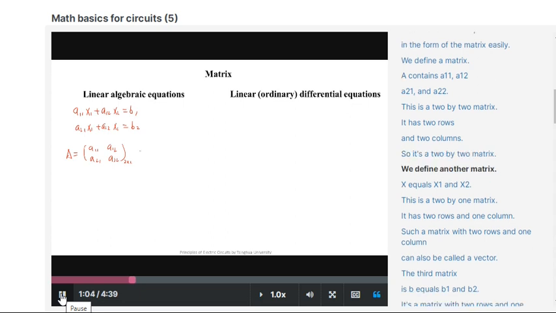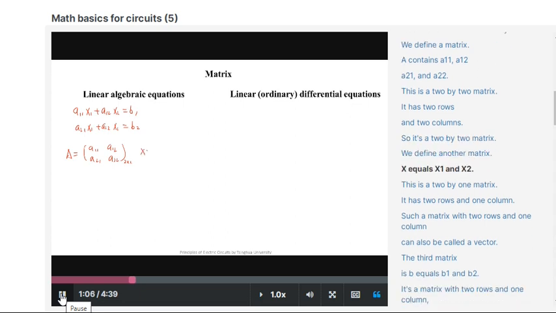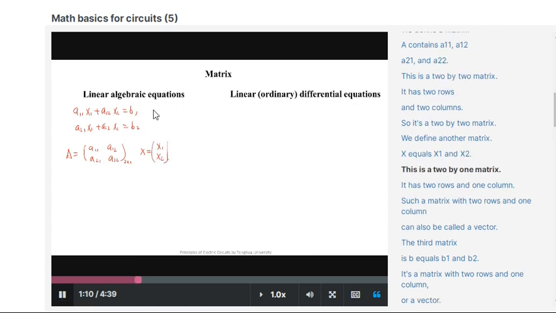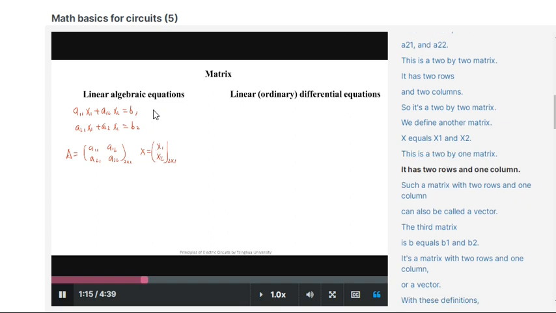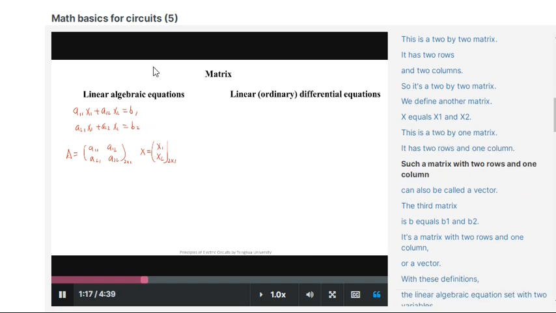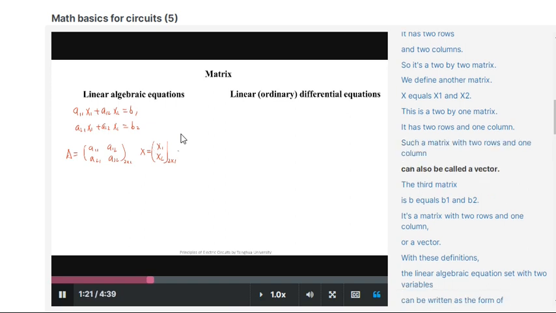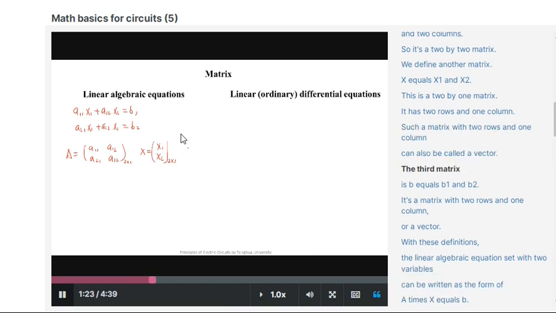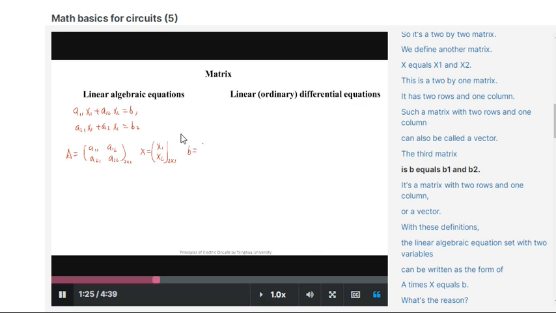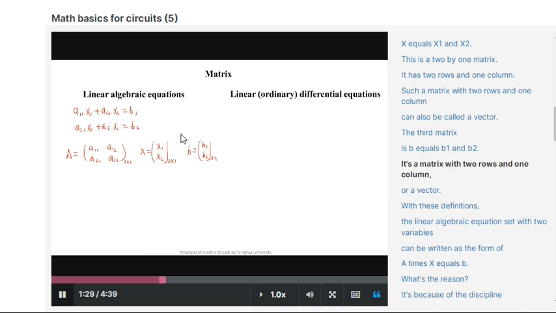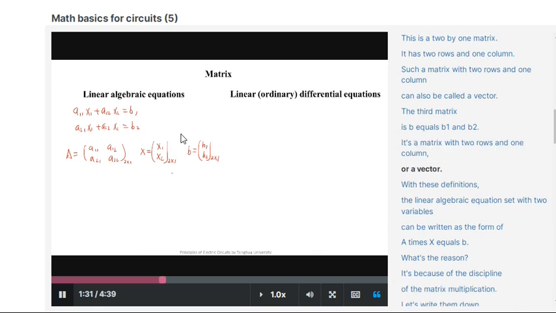We define another matrix, X equals X1 and X2. This is a 2 by 1 matrix. It has 2 rows and 1 column. Such a matrix with 2 rows and 1 column can also be called a vector. The third matrix is B equals B1 and B2. It's a matrix with 2 rows and 1 column, or a vector.